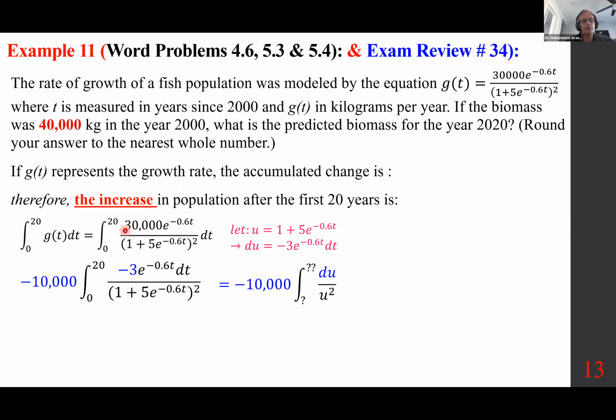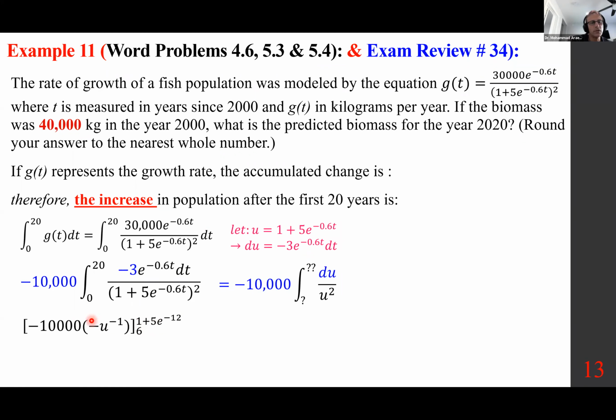Now we go to the u substitution. If I put number 0 here into the u, this becomes 1, 1 and 5 is 6. If I put number 20 instead of t, it becomes 1 plus 5 e to the power of minus 0.6 times 20, which becomes negative 12. And that's how we arrive at the lower and upper limits.